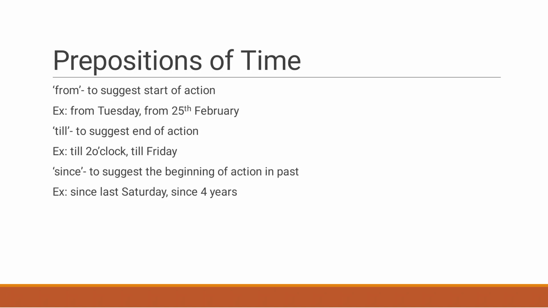Another preposition, from, is used to suggest the start of action. For example, from Tuesday, from 25th February, etc. Till is used to suggest the end of action. For example, till 2 o'clock, till Friday, etc. Since is used to suggest the beginning of action in the past. Here are the examples. Since last Saturday, since 4 years, etc.